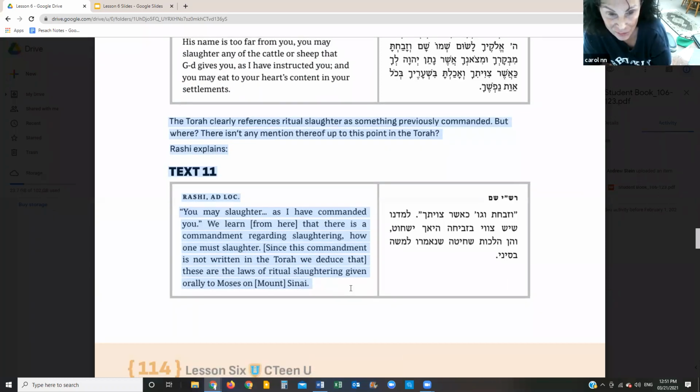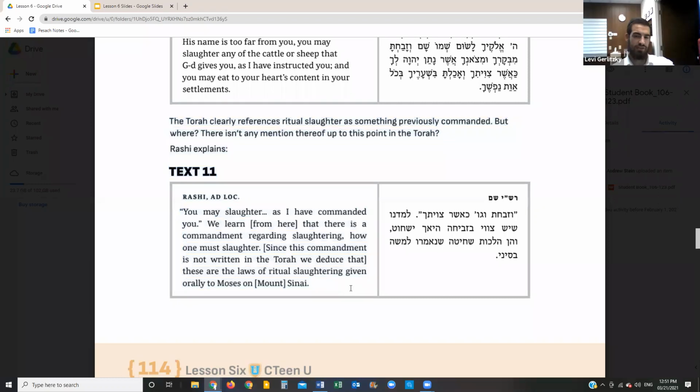The Torah clearly references ritual slaughter as something previously commanded, but where? There isn't any mention thereof up to this point in the Torah. Rashi explains, you may slaughter as I have commanded you. We learn from here that there is a commandment regarding slaughtering, how one must slaughter. Since this commandment is not written in the Torah, we deduce that these laws of ritual slaughtering are the laws of ritual slaughtering given orally to Moses on Mount Sinai.